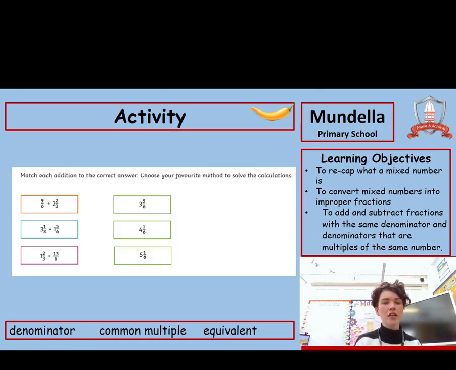The yellow chili pepper challenge. You've got to match each addition to the correct answer. Choose your favourite method to solve the calculation. So either adding the whole numbers and then adding the fractions, or converting your mixed number to an improper fraction. If you need to refresh your memory on how to do that, please go back to the flashback 4 questions.